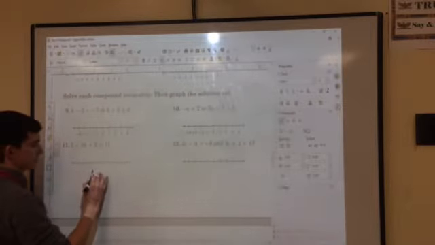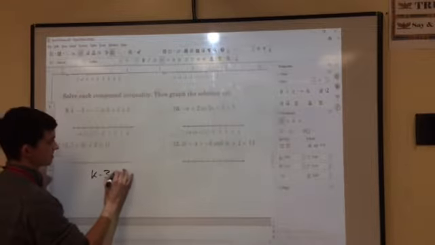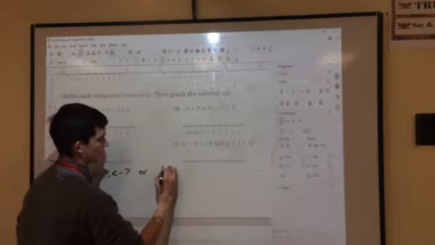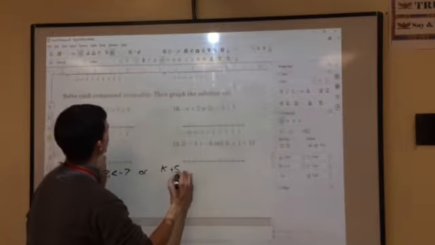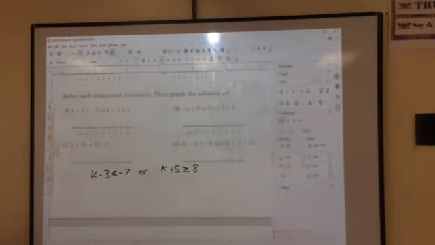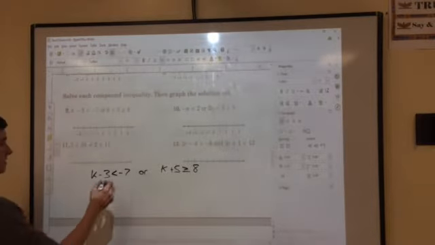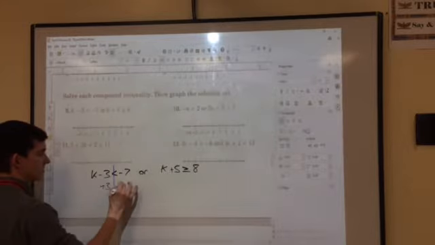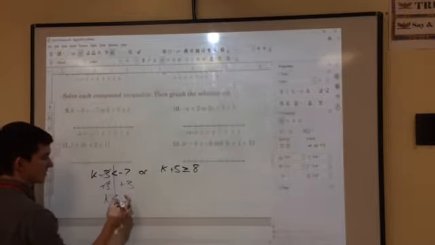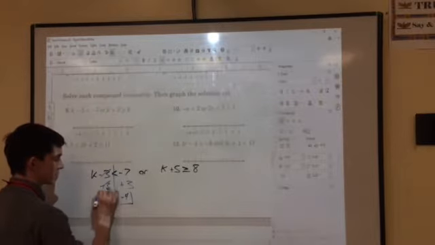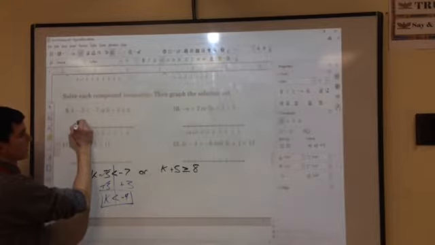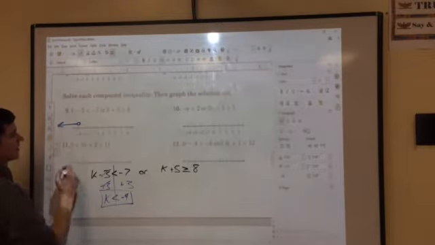9 says k minus 3 is less than negative 7, or k plus 5 is greater than or equal to 8. So you need to solve these separately. Solving this one, add 3, these cancel. K is less than negative 7 plus 3, which is negative 4. K is less than negative 4. So I'm going to go ahead and graph that. Here's negative 4. Open dot, k is less than negative 4.